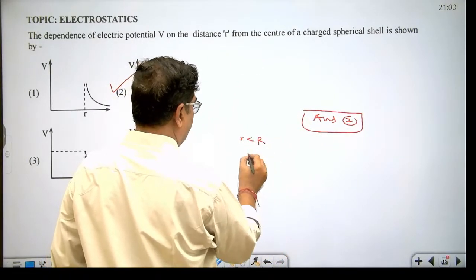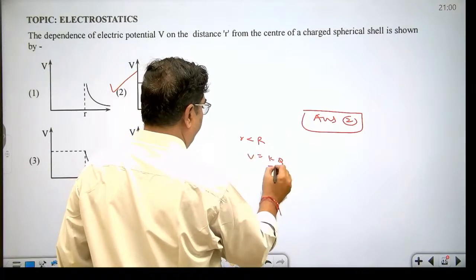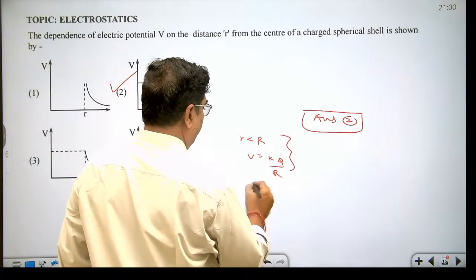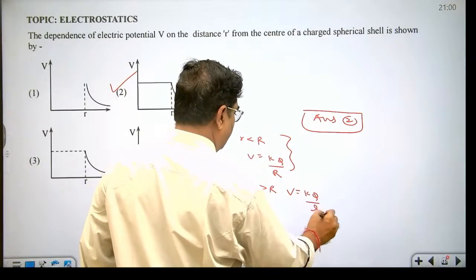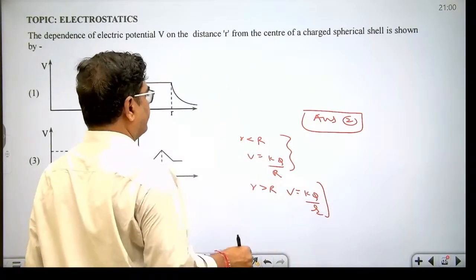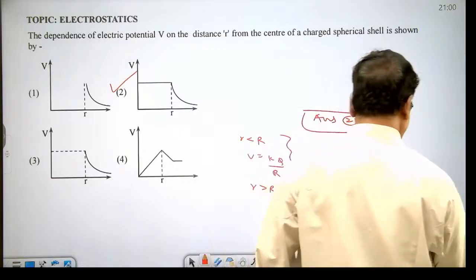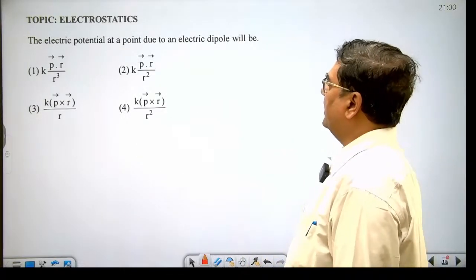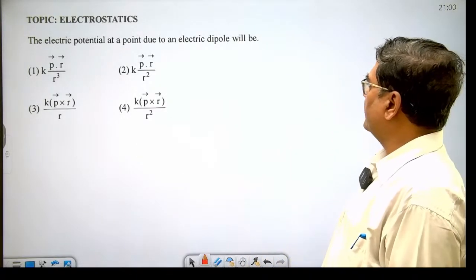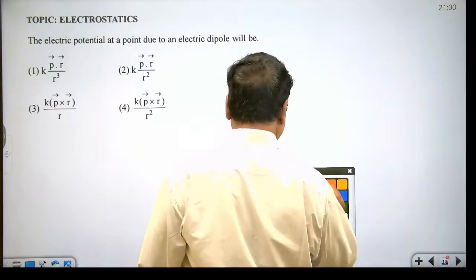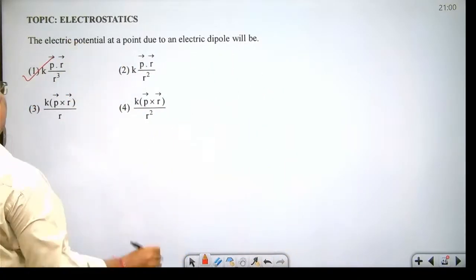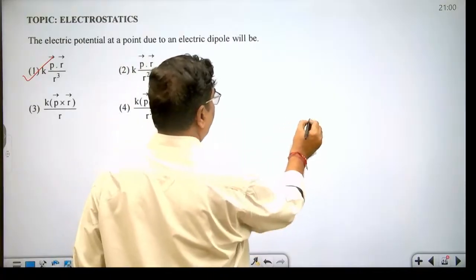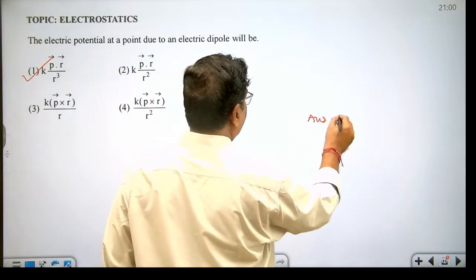At r less than R, V remains equal to KQ upon R, and at r greater than R, V remains equal to KQ upon small r. So the graph is option 2. The electric potential at a point due to an electric dipole will be, this is a direct formula, electric potential is Kp cos theta upon r square, this is Kp dot r vector upon r cube. So out of 4 choices, the correct answer is option 1.